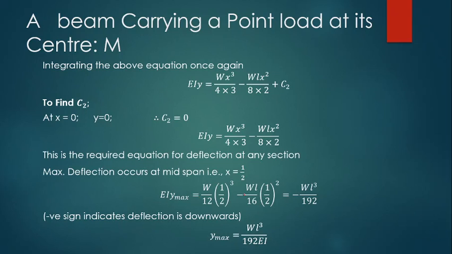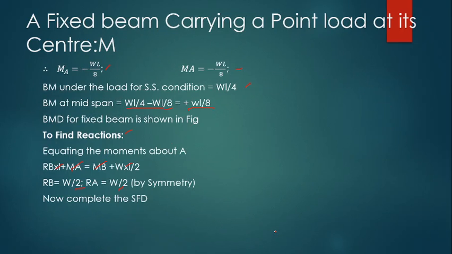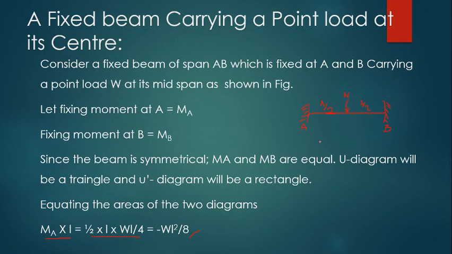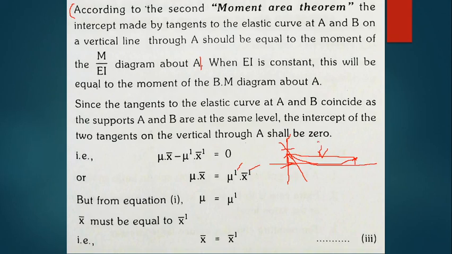And finally, by simplifying, you will get WL cube by 192 as the maximum deflection at the center for a fixed beam carrying central point load. And here the negative sign indicates deflection is downwards. So like this, you can calculate the maximum deflection as well as fixed end moments for the fixed beam carrying central point load.